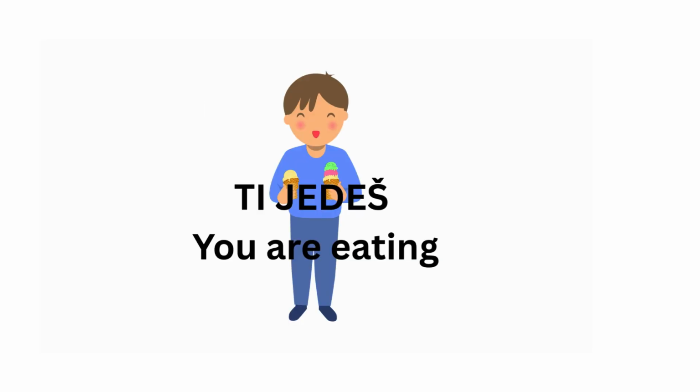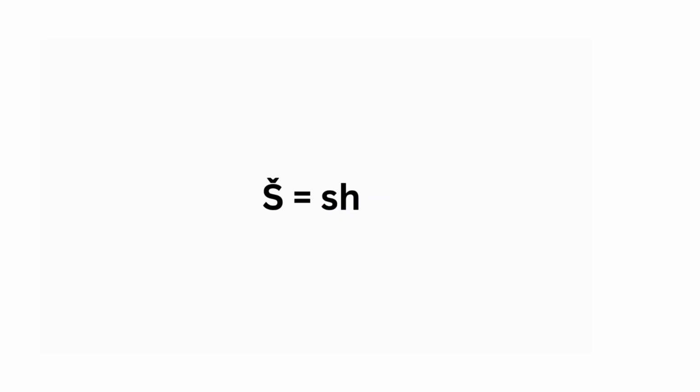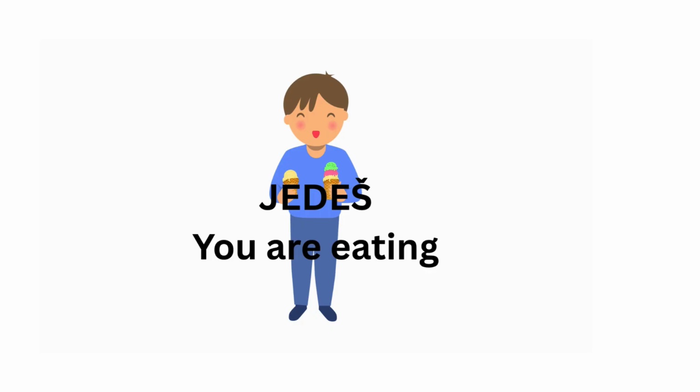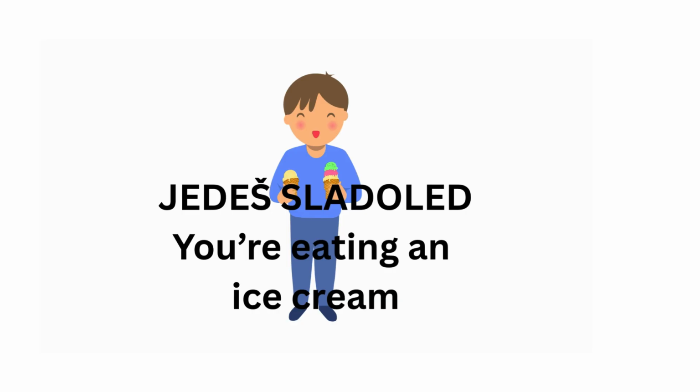I'm eating. Jedem. And so too with ti jedeš, we drop the ti, the you, because usually all you informal verbs end in sh. Jedeš. See that little S with a V? Jedeš. You are eating. Jedeš sladoled. You're eating an ice cream.